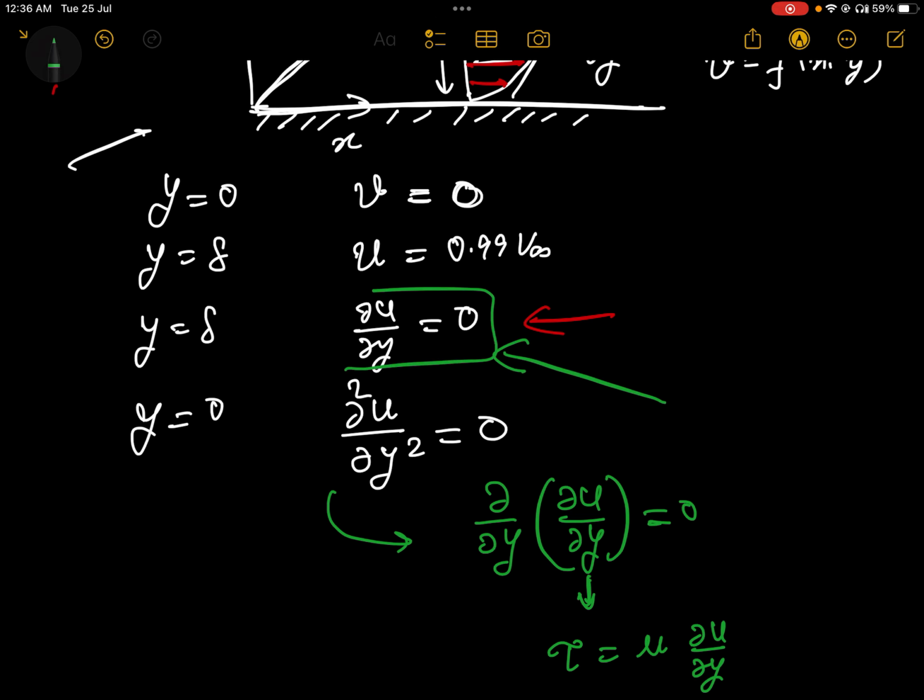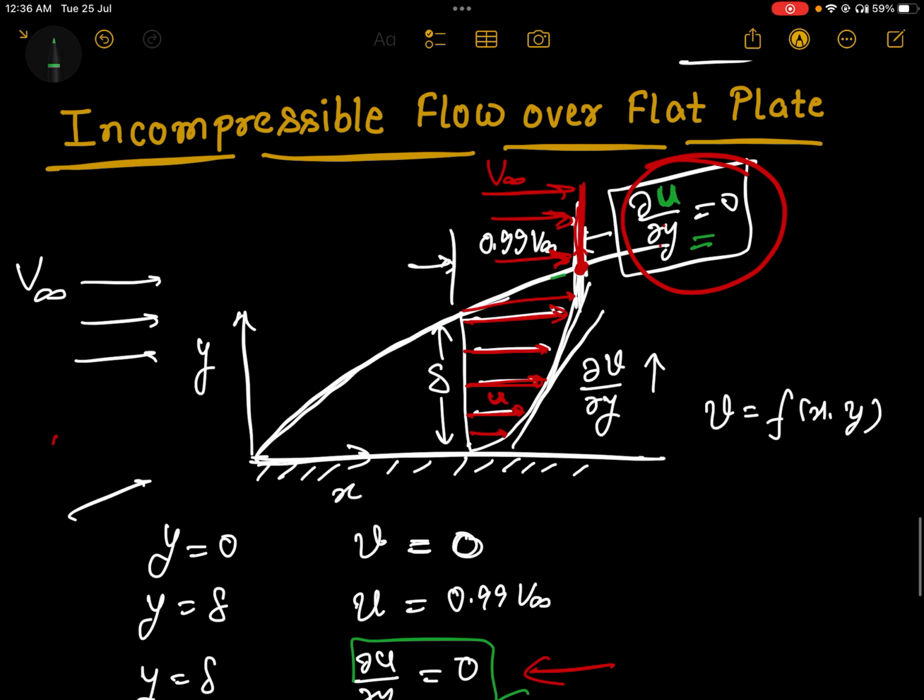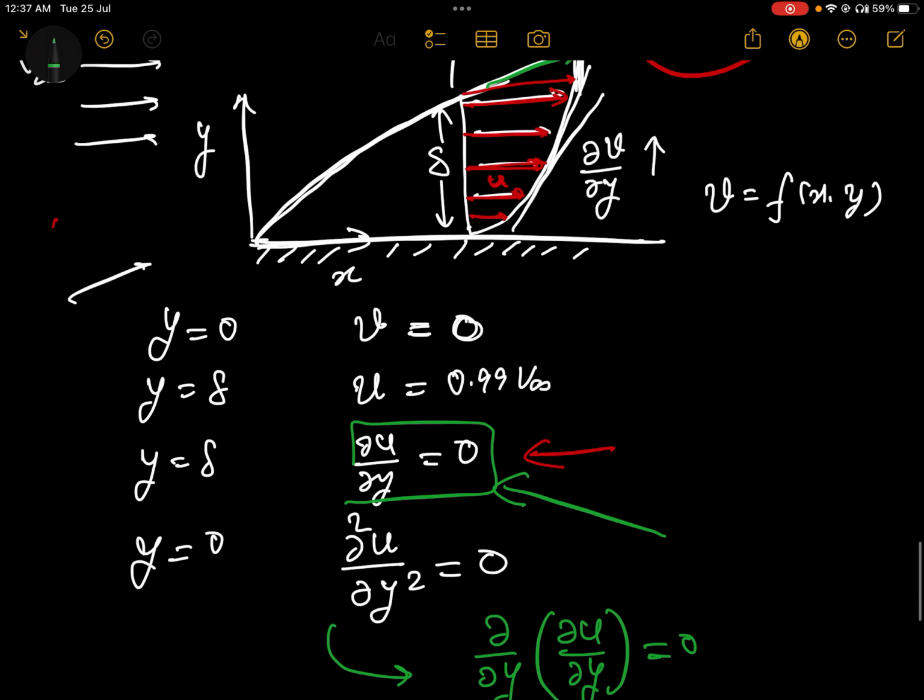Del u by del y is equal to 0, then shear stress is 0. As I have explained, at this point the shear stress will be 0 because there is no effect of the shear stresses till the boundary layer. Outside the boundary layer, there is not any effect of the shear stress. That's why del u by del y is equal to 0.